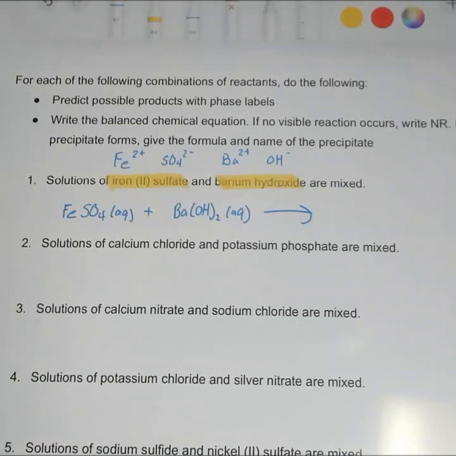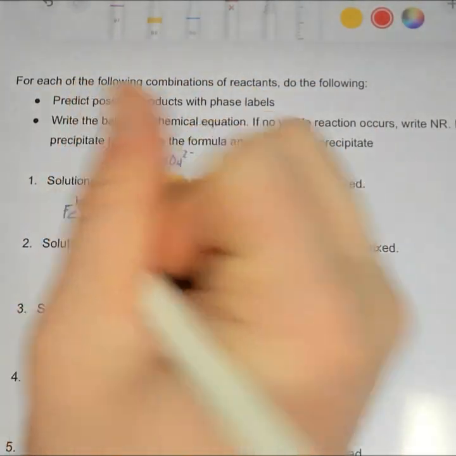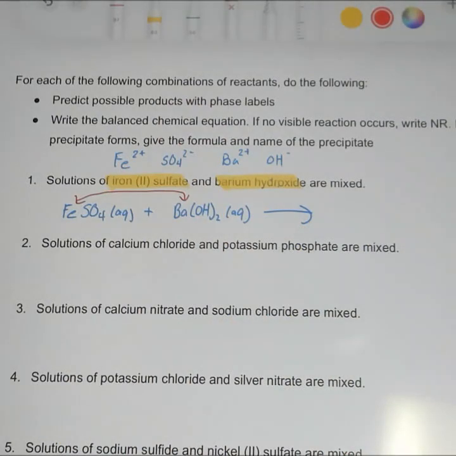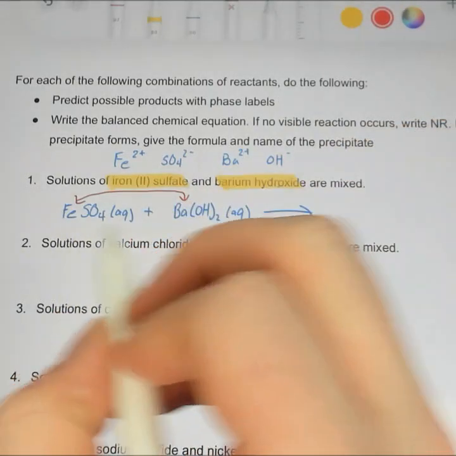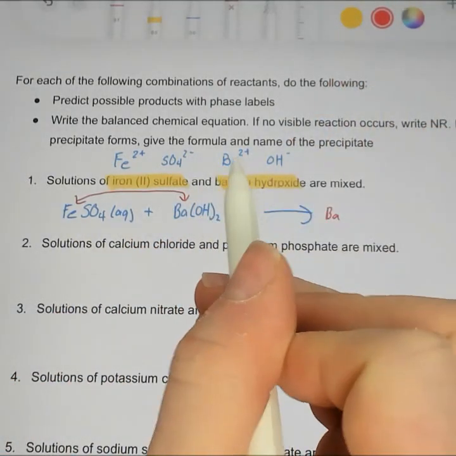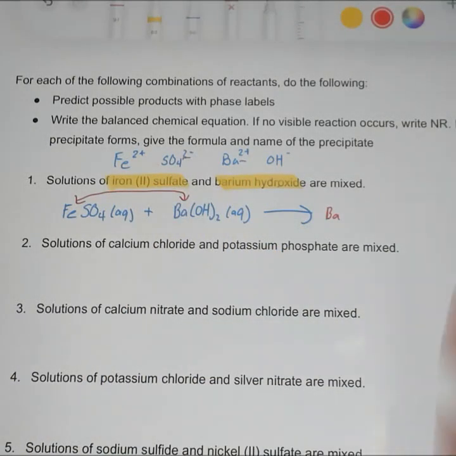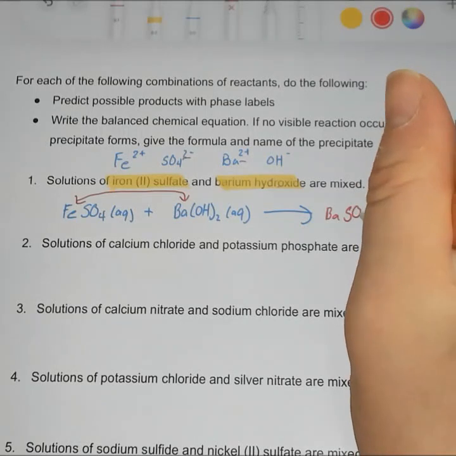So now we have to go ahead and do our switch. So again, it's a double displacement. So we are going to switch our Fe and our Ba. And remember, the charges come along with it. So when I switch my Ba, it has a charge of 2+, and it's going to sulfate, which has a charge of 2-. So we're going to get BaSO4.